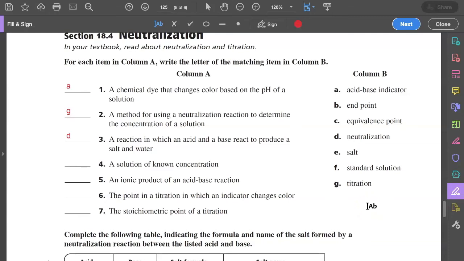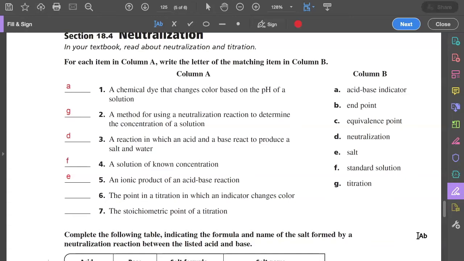A solution of known concentration. Well, that would be our standard solution. That's what we use as what we call a titrant, the solution that we find in the burette. An ionic product of an acid-base reaction. A salt is the ionic product. We get a salt and water in a neutralization reaction.